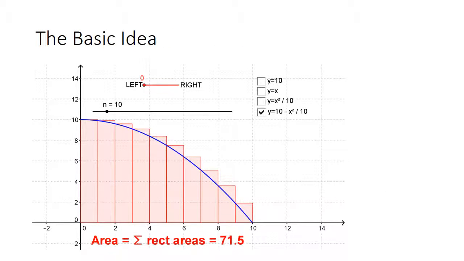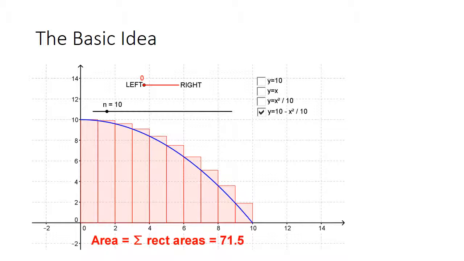So here's the basic idea. We have this graph of a function y equals 10 minus x squared divided by 10, and that's represented by this blue curve. And we want to find the area of the region underneath the blue curve. And so one strategy would be to break up the area into rectangles, because rectangles are easy to find the areas of. It's just length times width. And then we could add up all of those rectangles and come up with an estimate for the area. And so let's see about doing that.